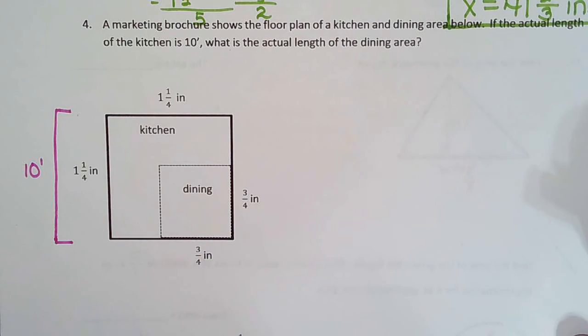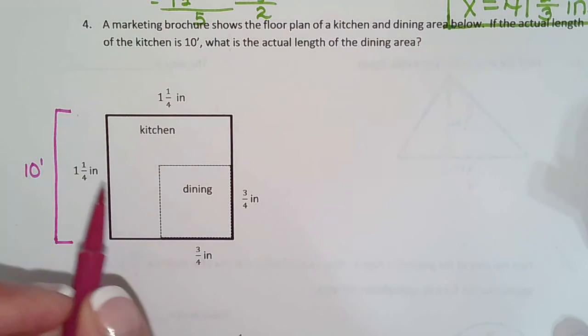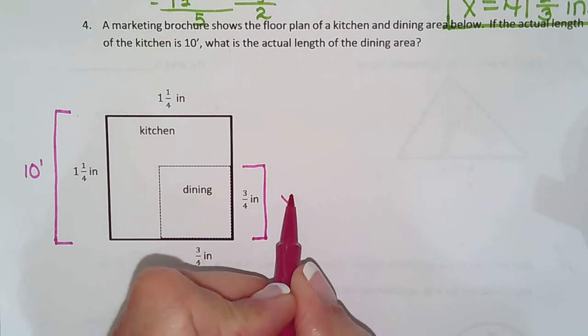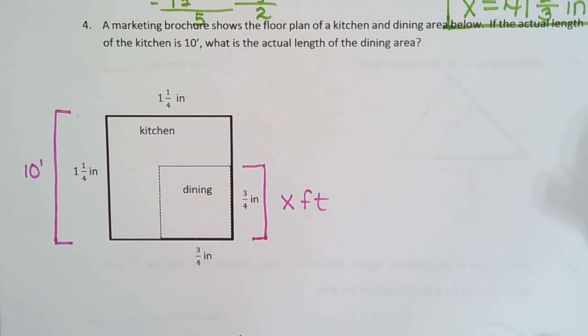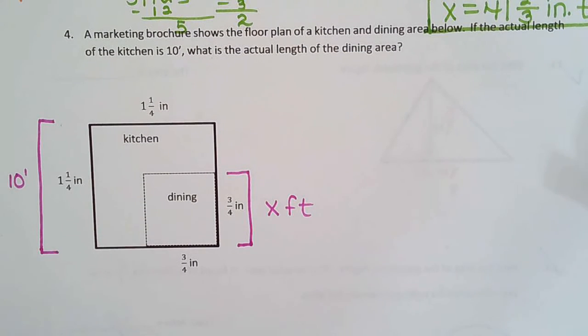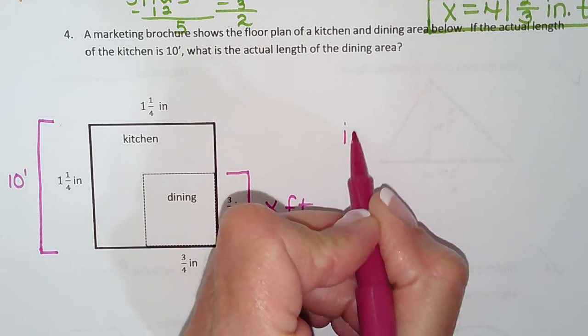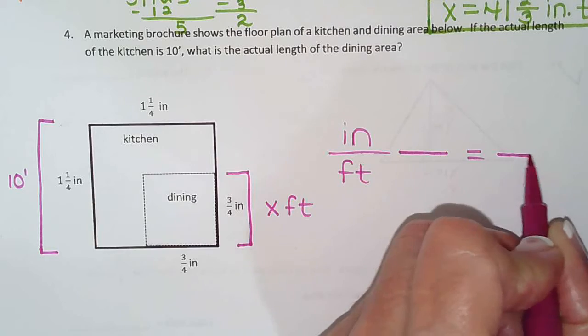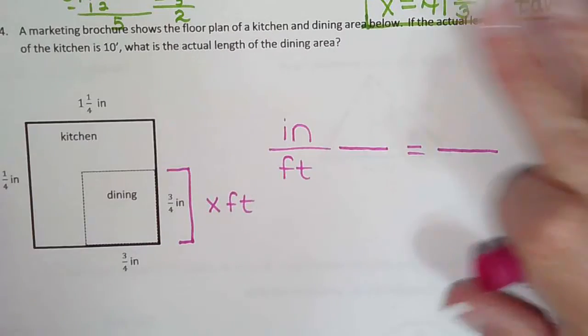And what's the actual length of the dining area? So we want to know what this is in feet. So there's a couple ways we could do this. We could do kitchen over dining equals kitchen over dining, or we could compare feet and inches. I kind of like that way better. So let's do inches, feet. But both problems will give you the same answer. So don't think that one is right and one is not correct.